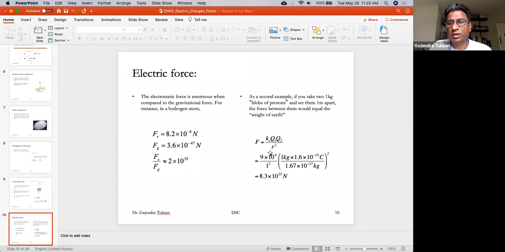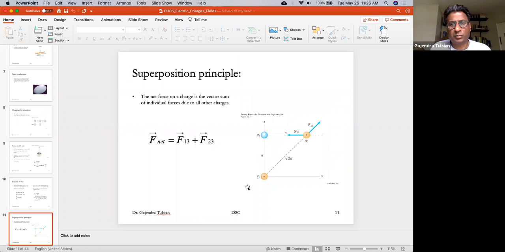There's Coulomb's constant. You separate them 1 meter apart. So the calculation shows 1 kg, there's the mass of the proton, 1 kg divided by that gives you the number of protons, there's the charge of each proton, and there's the force of repulsion between them. Okay, so the electrostatic force is enormous. Okay.